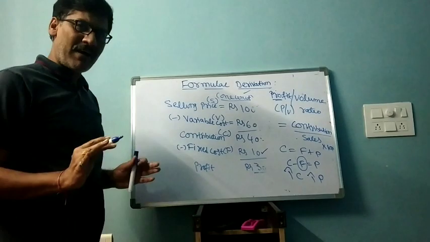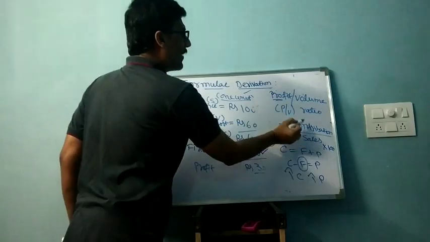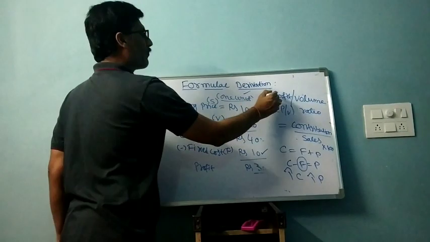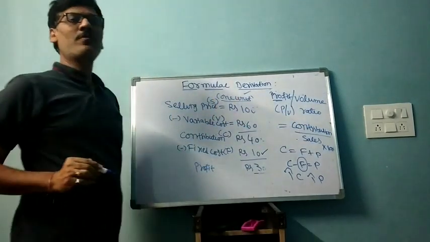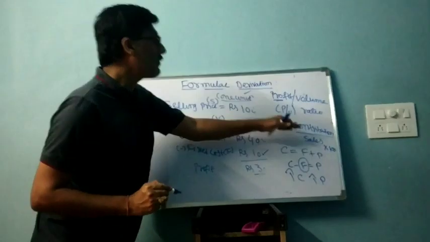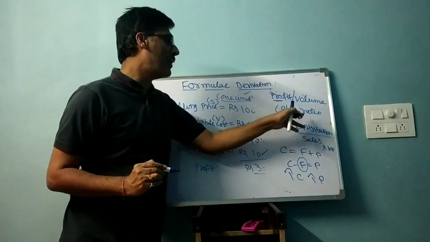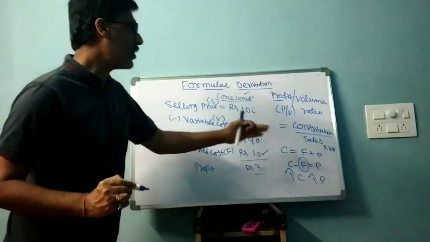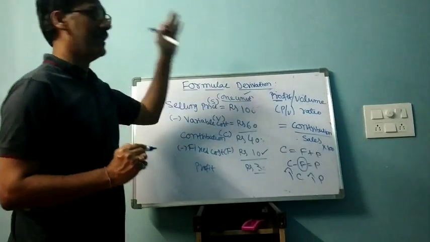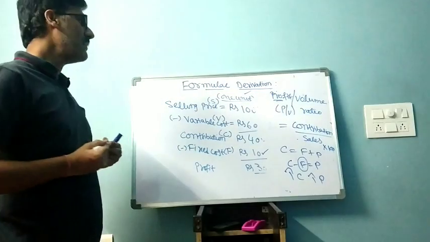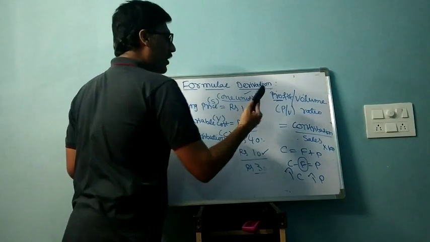That is the reason why instead of profit I have taken contribution, because profit depends upon contribution. Contribution is the source for getting profit. That is the reason why I have not taken profit here, I have taken only contribution. If contribution increases, profit will increase. Clear? This is how to calculate the profit volume ratio.